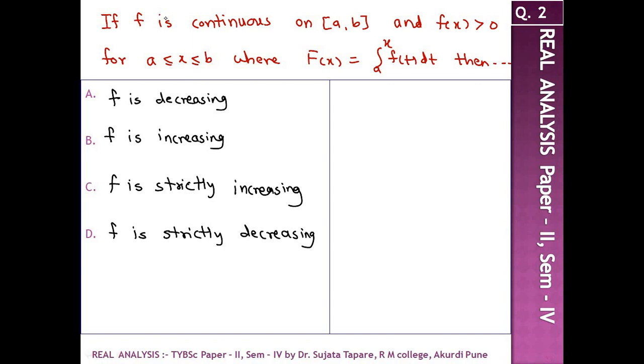If f is continuous on the closed interval [a, b] and f of x is greater than 0, where F of x is equal to the integral from a to x of f of t dt, then here are the options. As f of x is greater than 0, F is strictly increasing. So the answer is C.